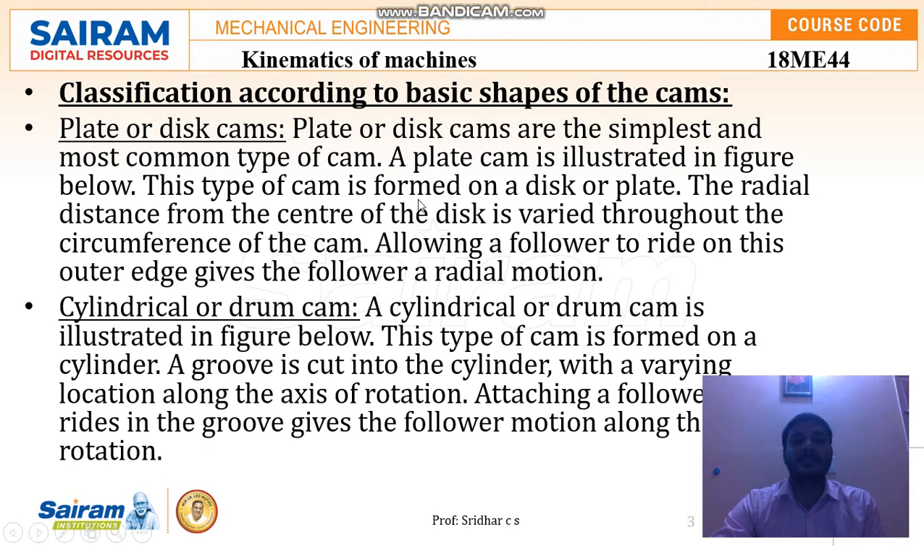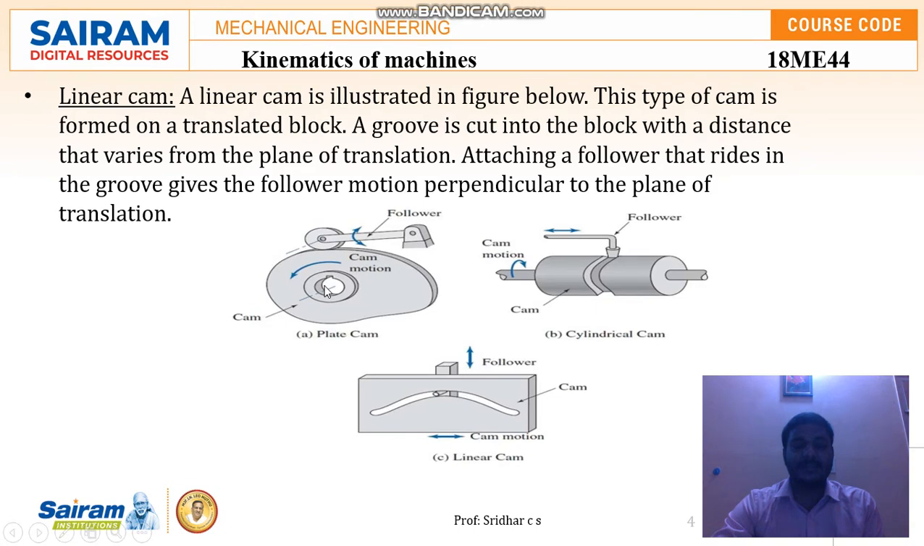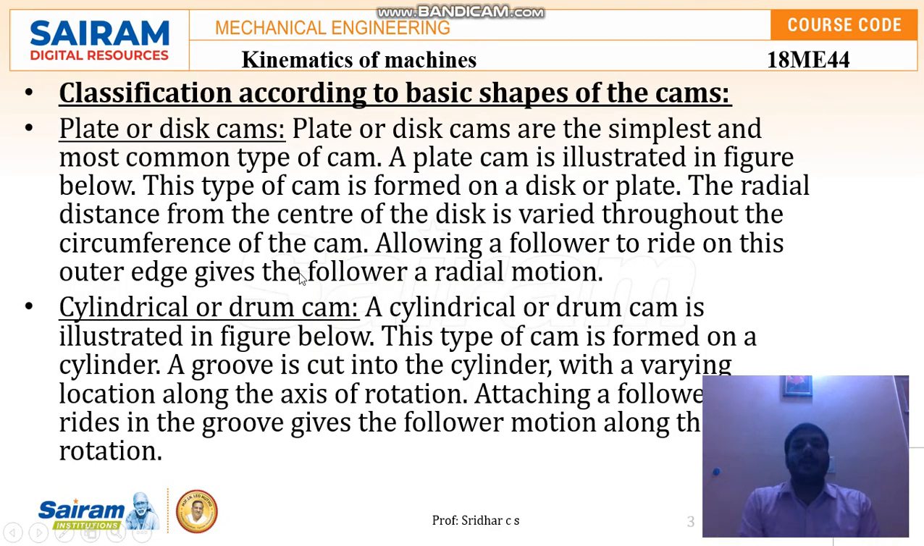So the radial distance from the center of the disc is varied throughout the circumference. This radius, the distance from the center of the cam, is varied throughout the circumference of this entire cam, allowing a follower to ride on the outer edge. So the follower can move only on the outer edge, and that follower can transmit only the radial motion. So this is about a plate or a disc cam.